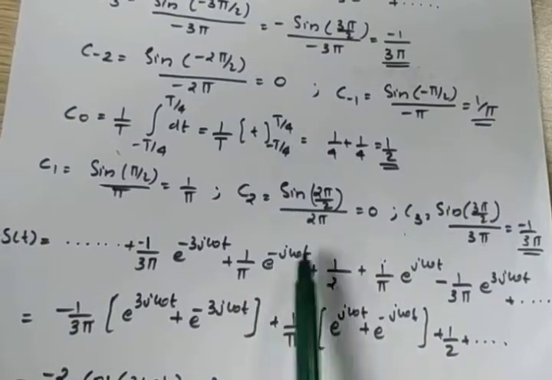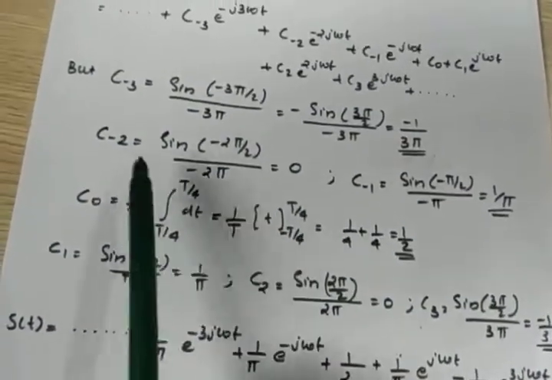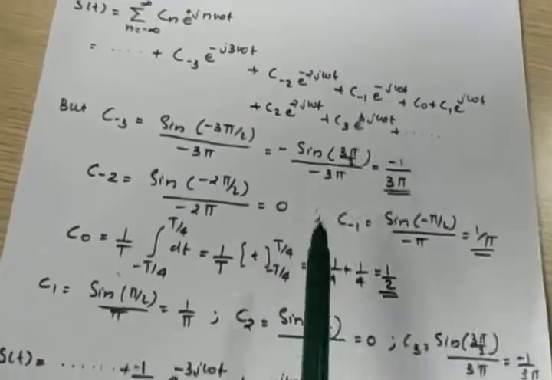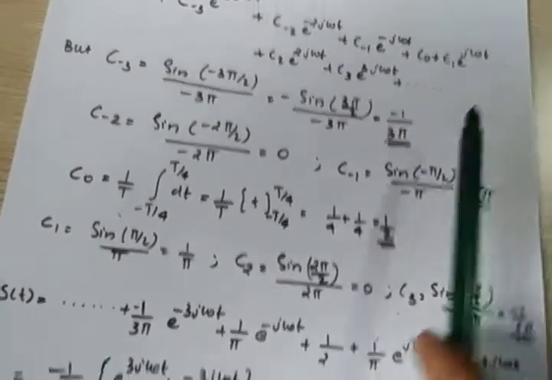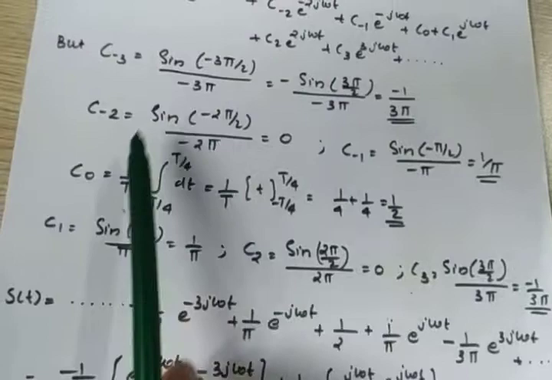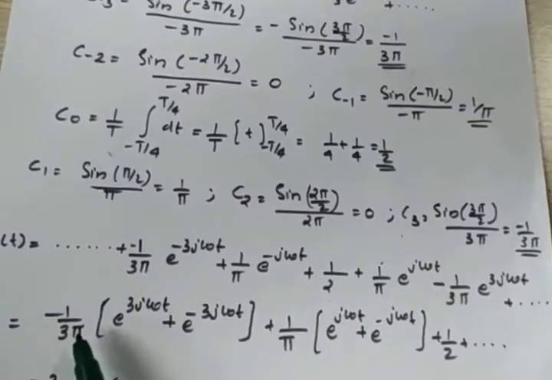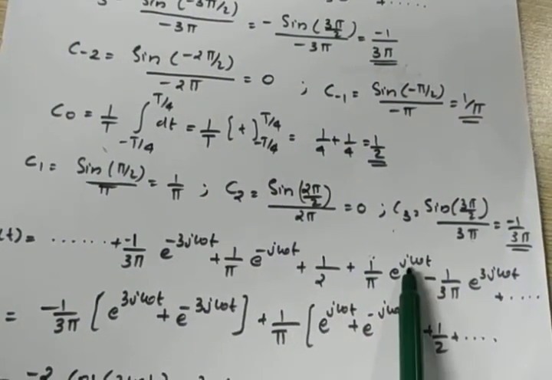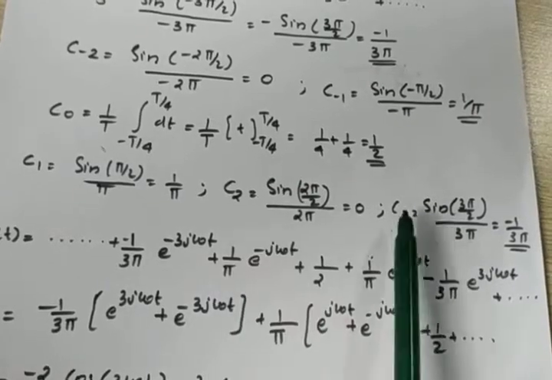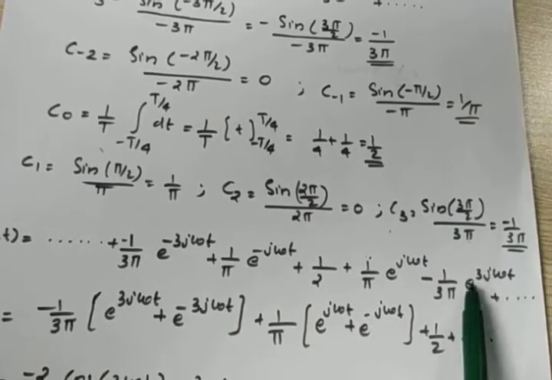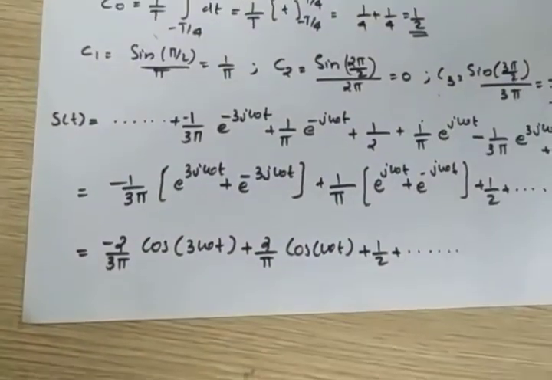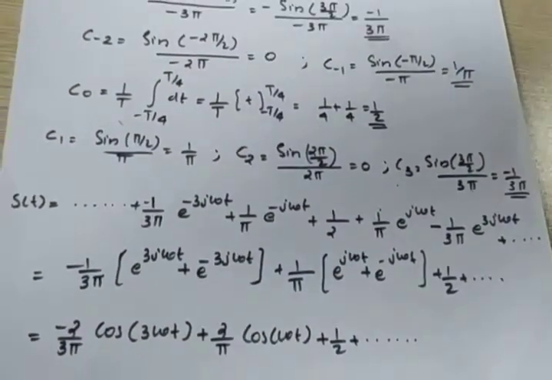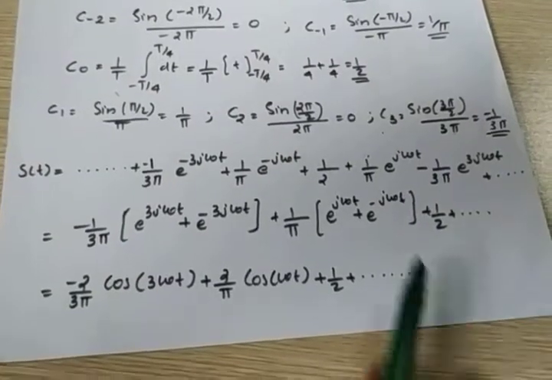So 1 by pi e raised to minus j omega t plus, now c0, it is 1 by 2, plus c1 e raised to j omega t. What is c1? C1 is 1 by pi. So 1 by pi e raised to j omega t. Next is c2, which is 0, and c3 is minus 1 by 3 pi. So minus 1 by 3 pi e raised to j3 omega t, and so on. You complete this equation. Then now look at here.